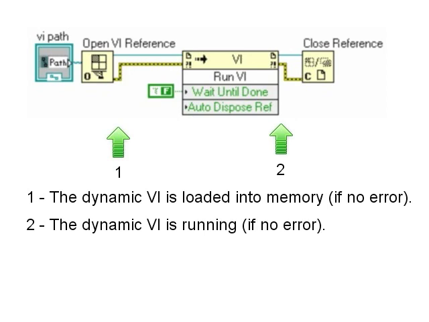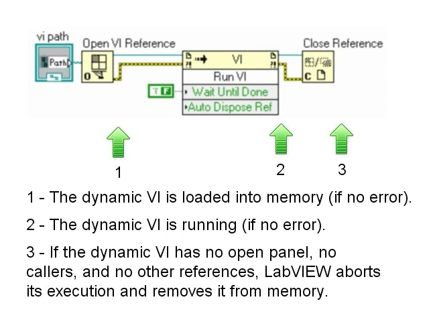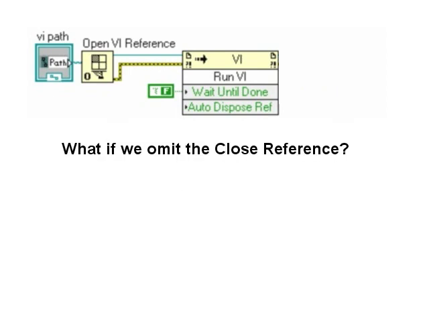The tricky part is what happens after the close reference runs. At this point, if the dynamic VI's panel is not open, and there are no callers, no other open references to it, LabVIEW will abort its execution and remove it from memory. You might be thinking, what if we omit the close reference? This does not, in fact, solve the problem at all.